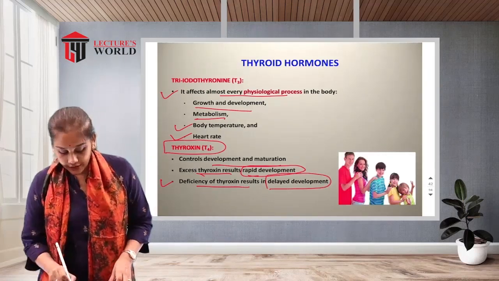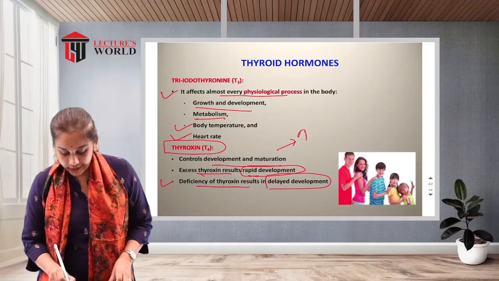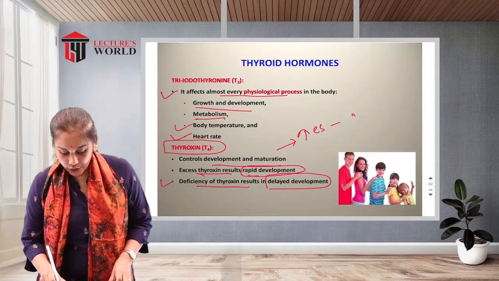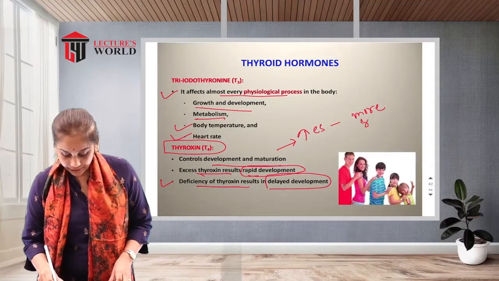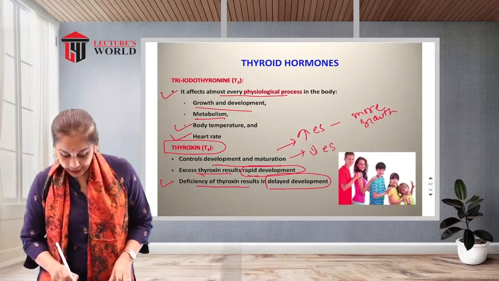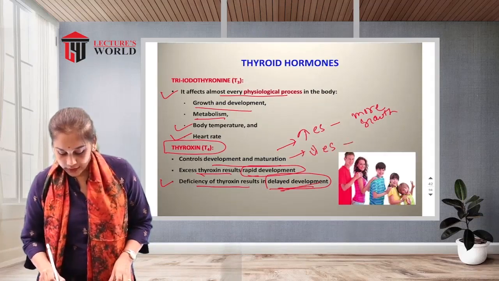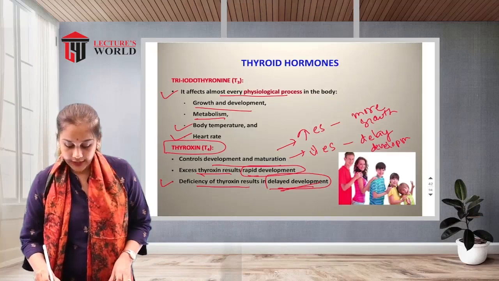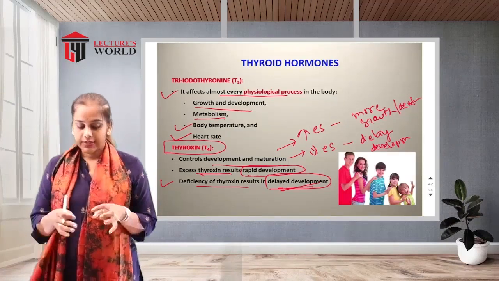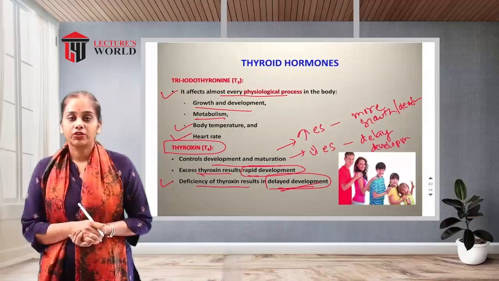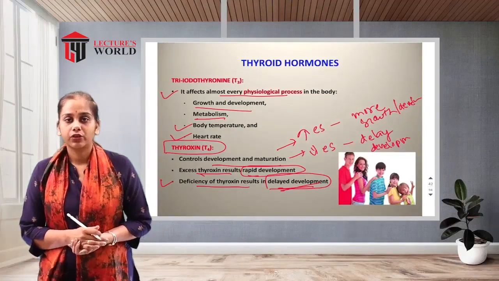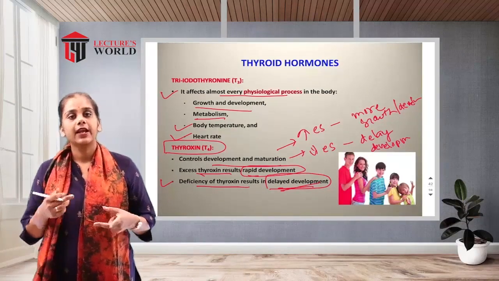If the level of thyroxine increases, there is more growth, while if the level decreases, there will be delayed development. Here, more development. So this is the function, or we can say action, of the thyroid hormones T3 and T4.